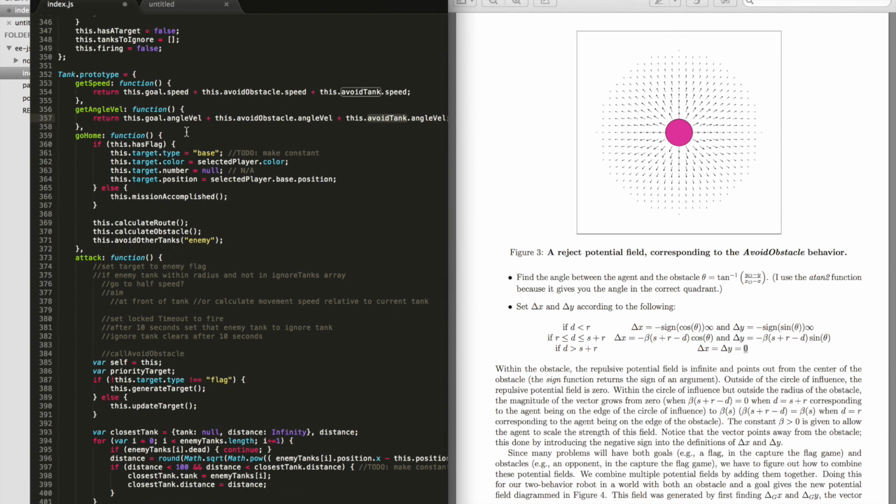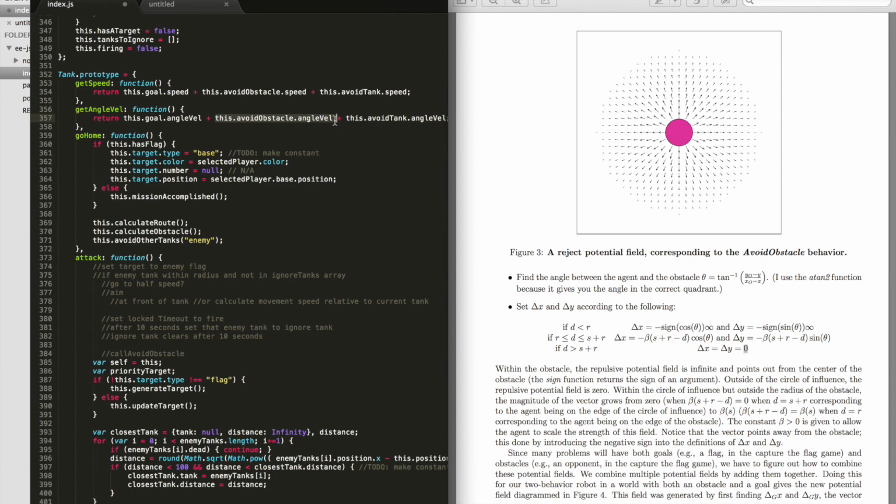So let's run through an example. So let's say that the angle velocity of the goal required the tank to turn at plus one. But to the right of the tank, while it's trying to turn, we have an obstacle in the way. And after that equation is run, this returns a negative 2. So when we add these two together, they end up being negative 1, causing the tank to turn the other direction, because this potential field is stronger.